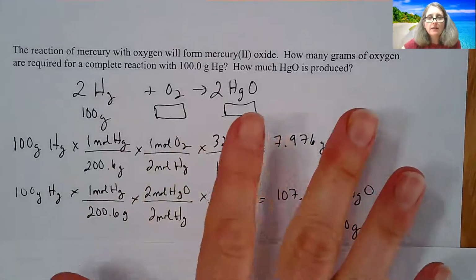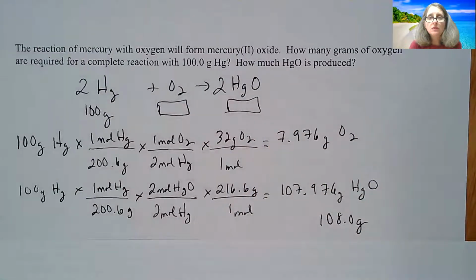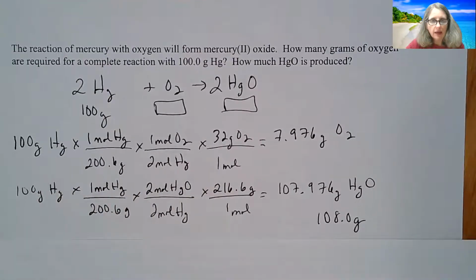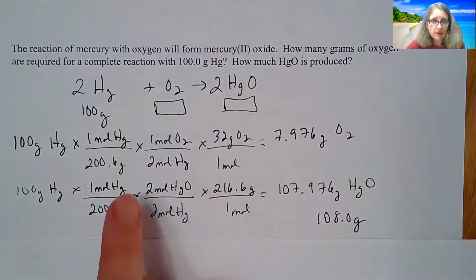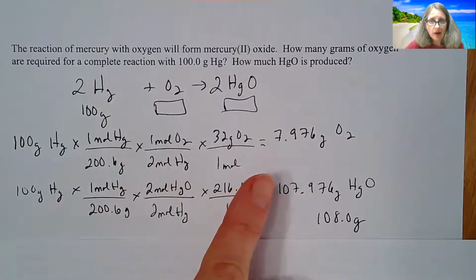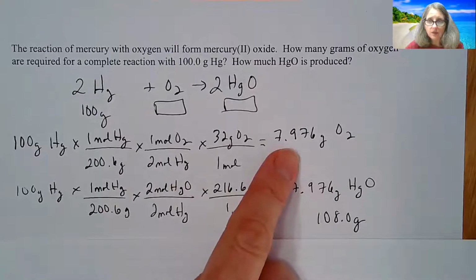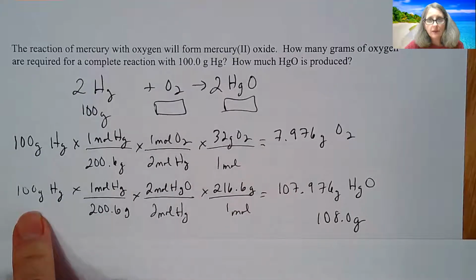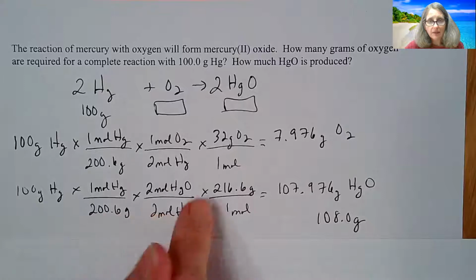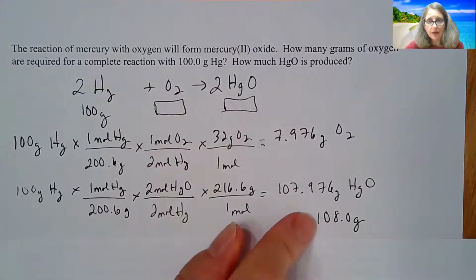So here's how I set it up. There was no reason to really do a BCA table for this one, because mercury is the only reactant, so oxygen is going to be in excess, and generally speaking, oxygen is going to be in excess in any burning or reacting with oxygen. So all I did was strictly a dimensional analysis where I converted from mercury to oxygen to get about 7.976 grams of oxygen. And then to find the mercury(II) oxide I made, I did the exact same thing using the balanced chemical equation to find how many grams.